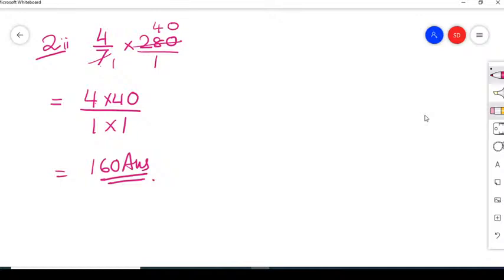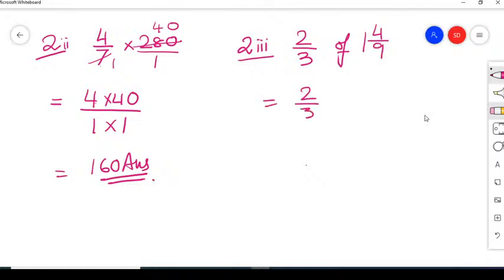Now let's do 2 subpart 3: 2 by 3 of 1 4 by 9. Of means multiplication. So that's 2 by 3 into 9 ones are 9, 9 and 4, 13 by 9.